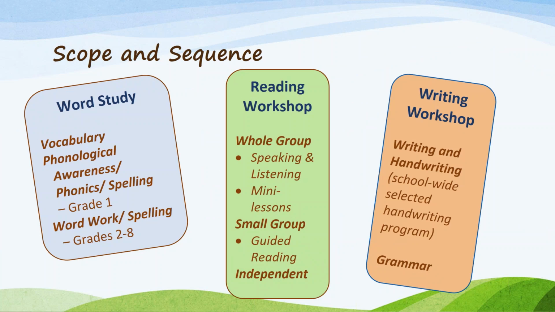The scope and sequence covered word study, which is vocabulary, phonological awareness, phonics and spelling, which is for grade 1, and then word work and spelling for grades 2 through 8. Reading workshop has specific lessons for whole group instruction, and you can see the bullets underneath for small group instruction and independent work. Then in the area of writing workshop, you can see that there will be an emphasis on writing. Handwriting is not going to be included in this program. We are suggesting that the school utilize a handwriting program for all of their grades so that they have a common content, but that would be selected by you, or perhaps your conference has some information on that as well.